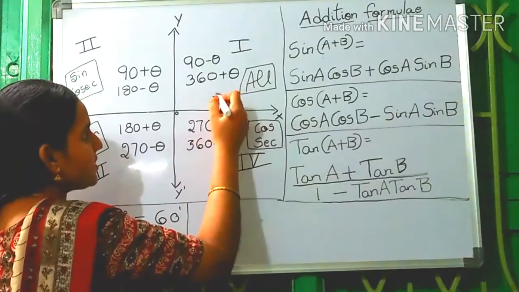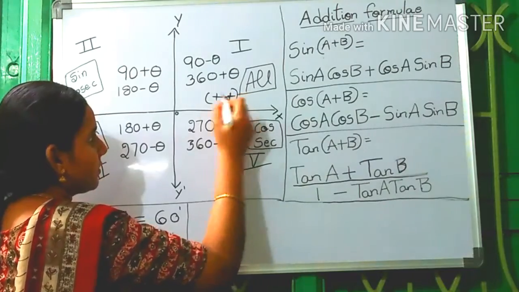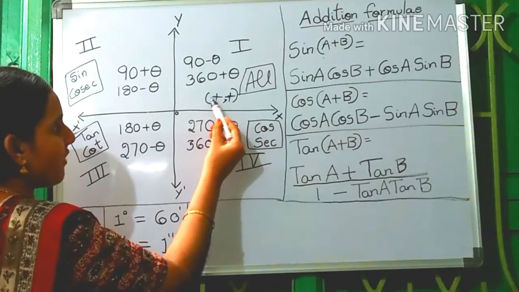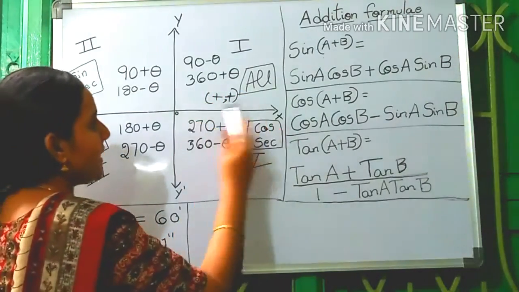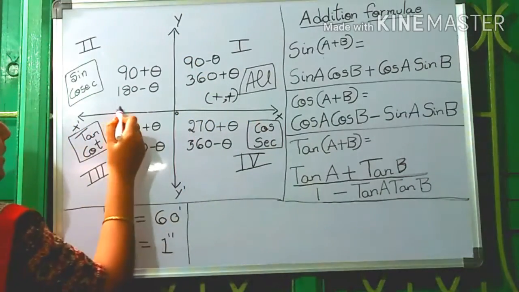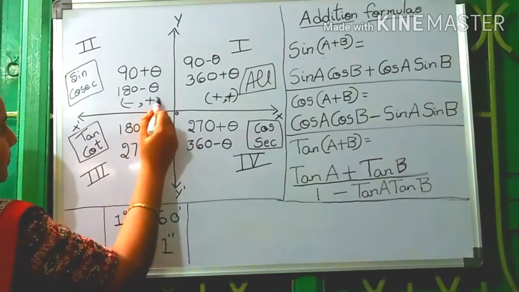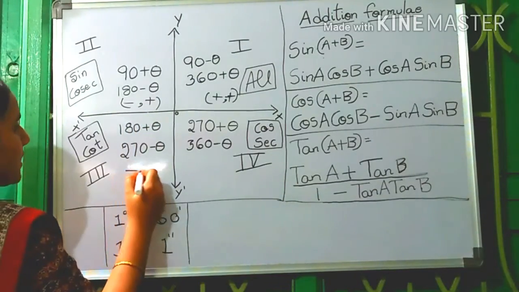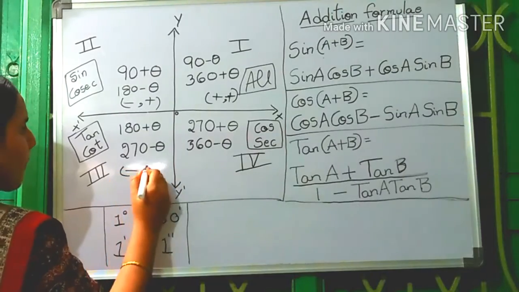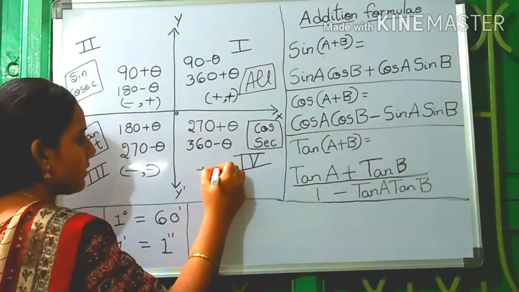It is mentioned like this: plus, plus. In this ordered pair, first one denotes the x coordinate and the second one denotes the y coordinate. Both are positive, and this one negative and positive, and this one negative and negative, and finally this one is positive and negative.